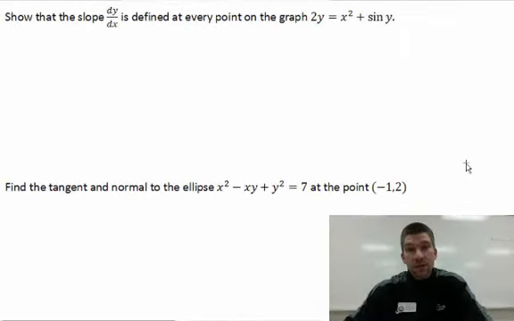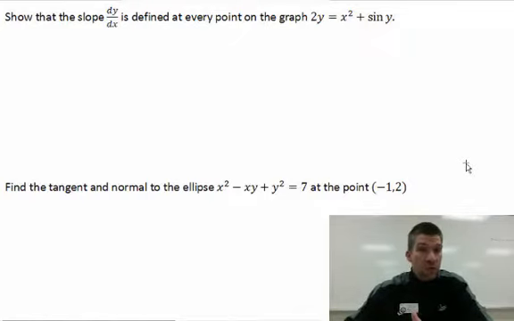Okay, so here's another implicit differentiation example, and now we're going to look at how this applies in the bigger picture idea. We want to show that the slope, dy/dx, is defined at every point on the curve of 2y equals x squared plus sine y.